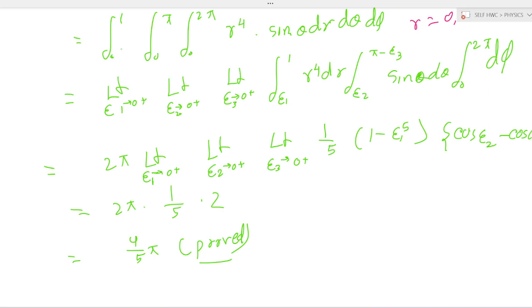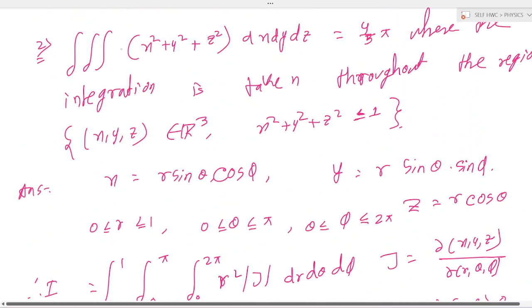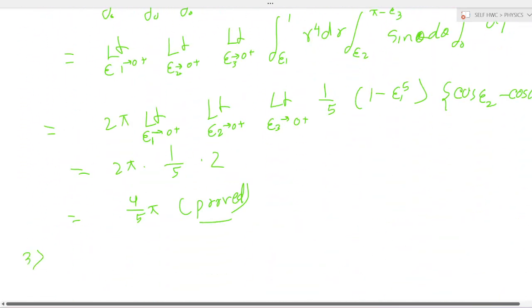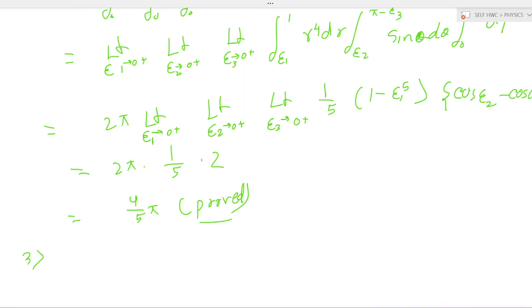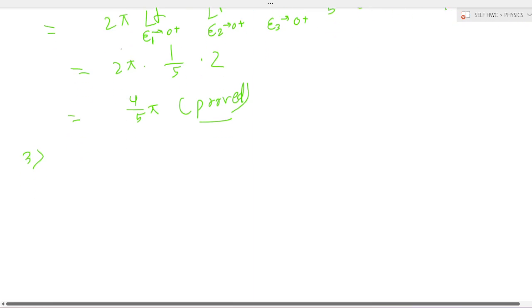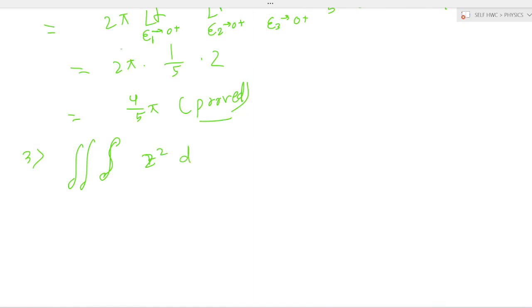Okay, next question. Question number 3. Okay, so this question is triple integration z square dx, dy and dz is equal to 2 by 15 pi a to the power 5.